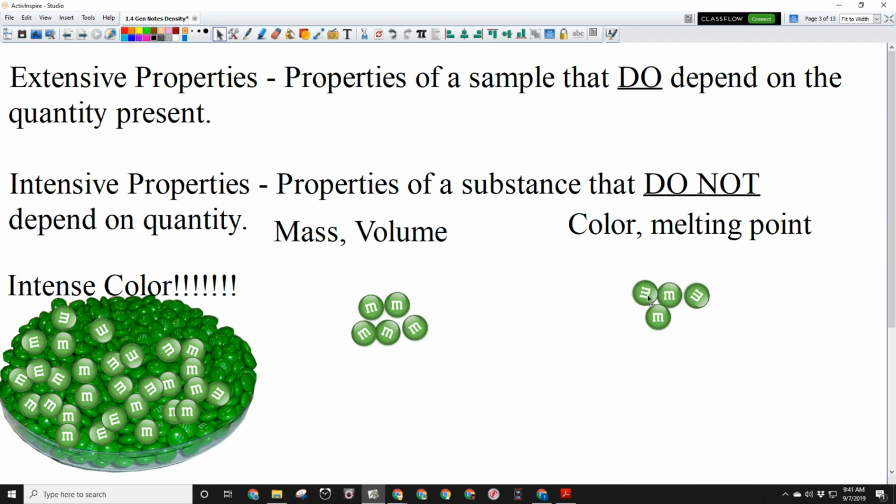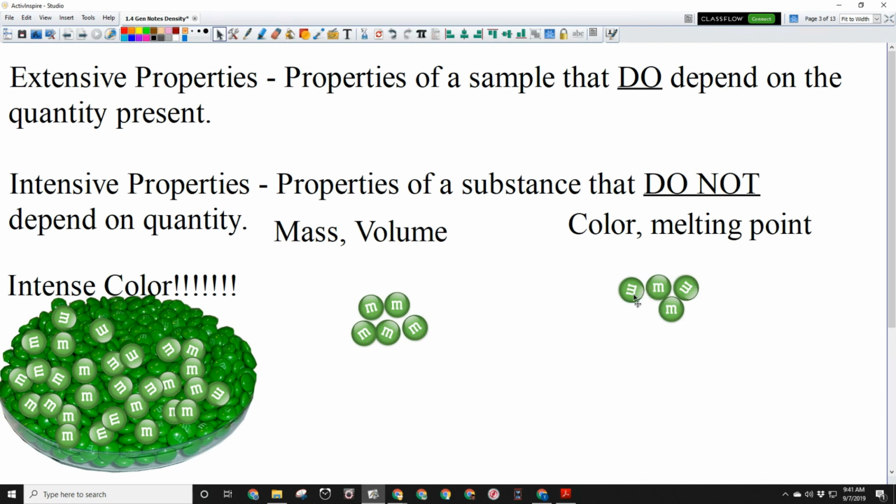Okay, same with melting point. The melting point of this M&M is 98 degrees. The melting point of this M&M is 98 degrees. The melting point of this one is 98 degrees. The melting point of this one is 98. 4 M&Ms are still going to melt when you pop them in your mouth at 98 degrees.